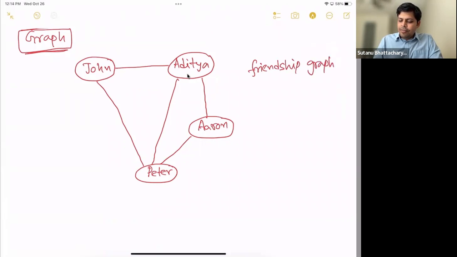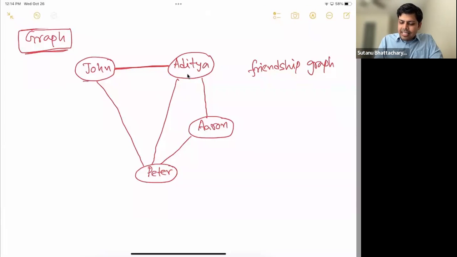where there are 4 persons: John, Aditya, Aaron, Peter, and this connection is saying who is a friend of whom, the friendship relationship. So we can see there are 2 components here. One is the person, and the other is whether there exists any relation between those 2 persons. So here I have represented the friendship using a graph.